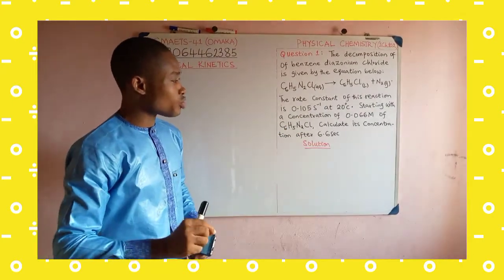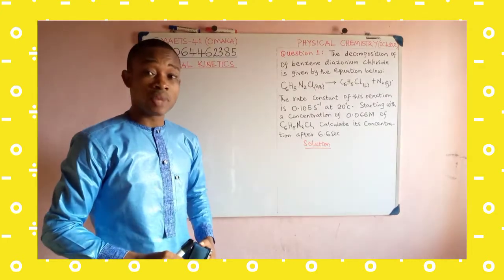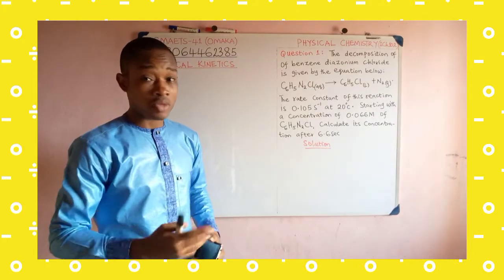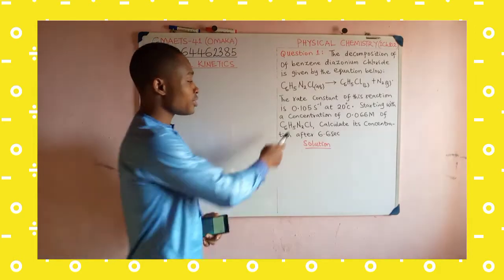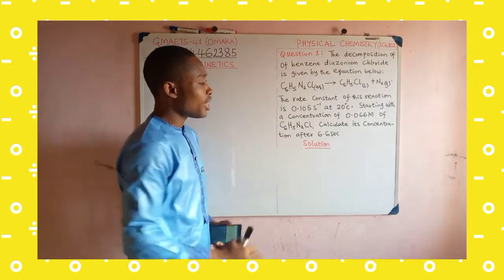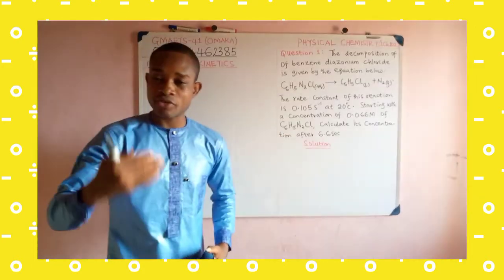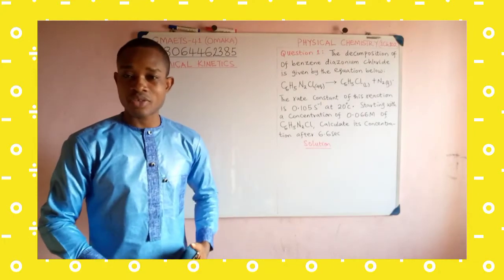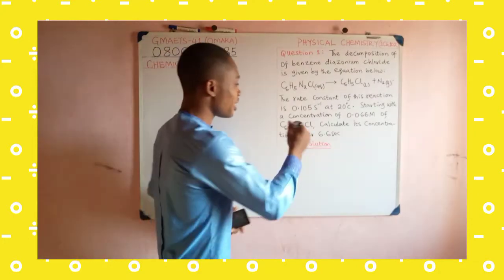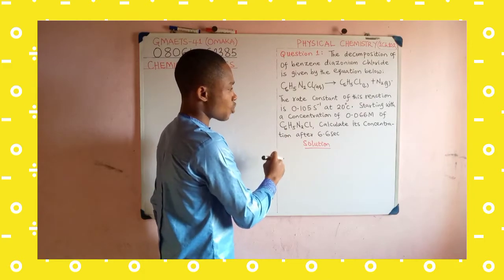Starting with a concentration of 0.066 moles per dm cube or moles per liter of benzene diazonium chloride, calculate its concentration after 6.6 seconds. So how do we solve this problem? Let us look at the data given to us from the question here.